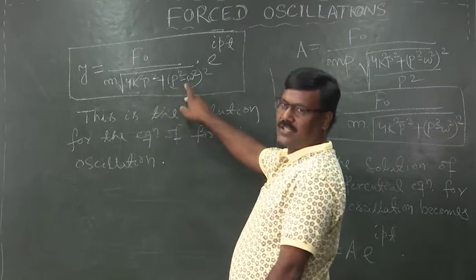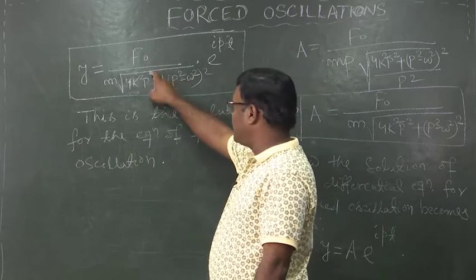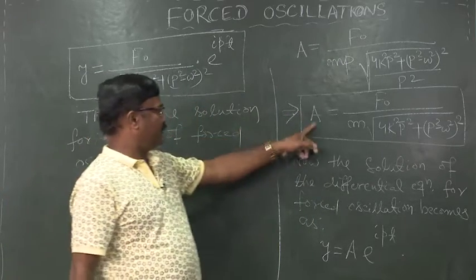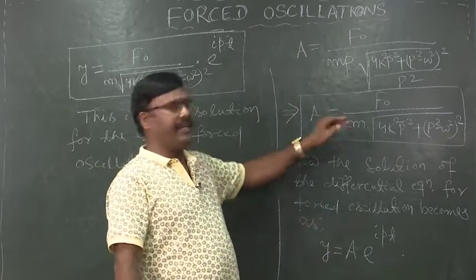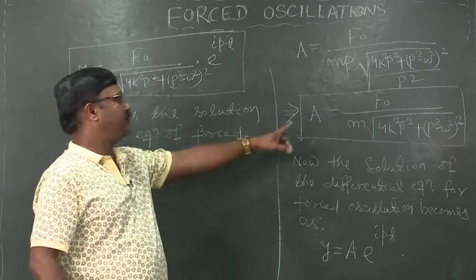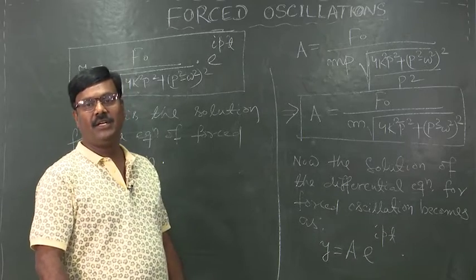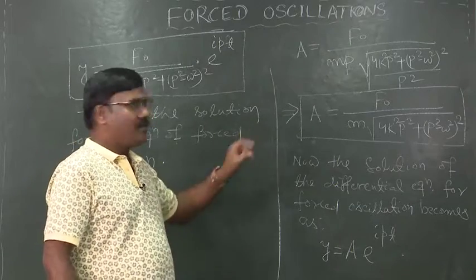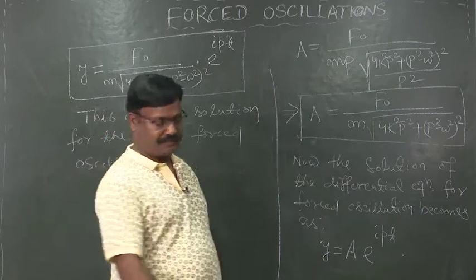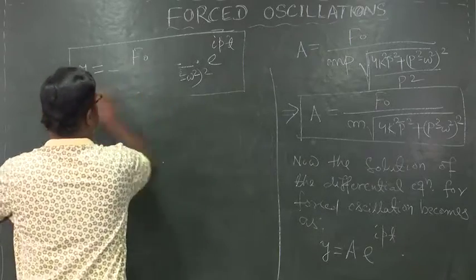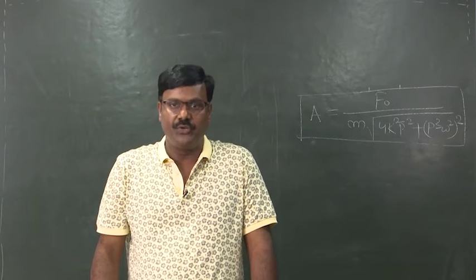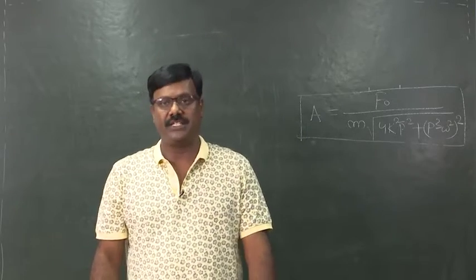And from this expression, we have found that the expression for amplitude involves this factor, and the amplitude will be maximum only when the denominator will be minimum. And when maximum amplitude occurs, then the phenomenon is known as resonance. Now, our task is to find out the amplitude of resonance, that is amplitude resonance in forced oscillation.